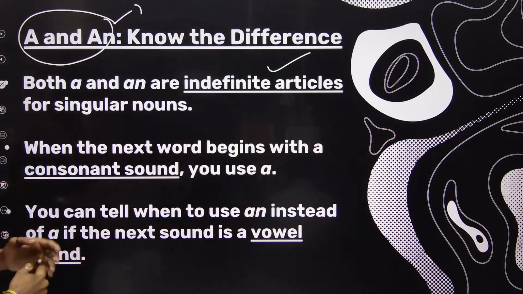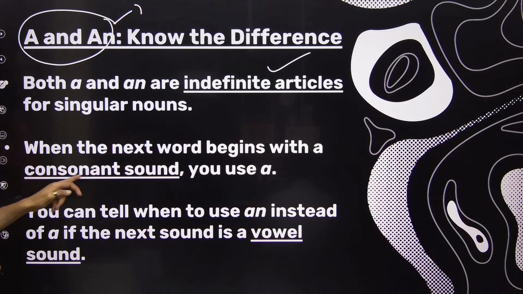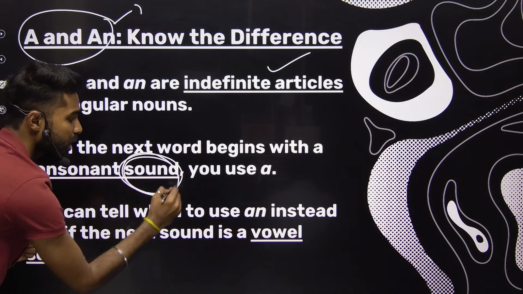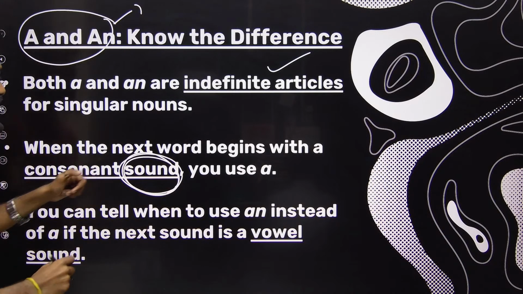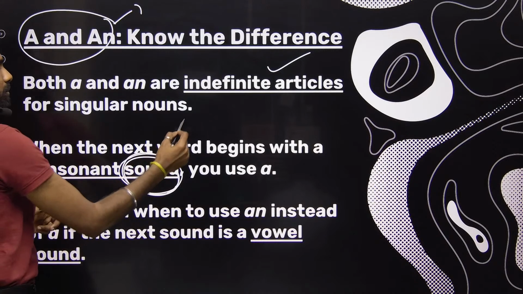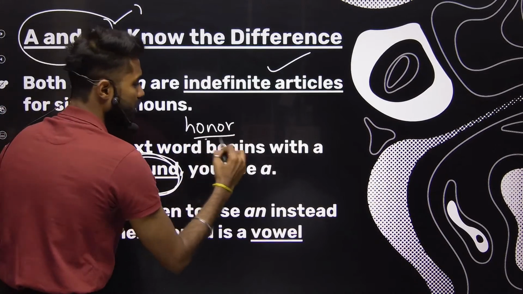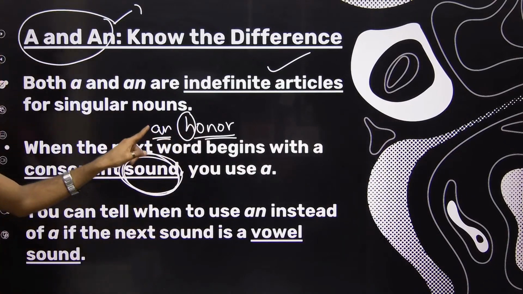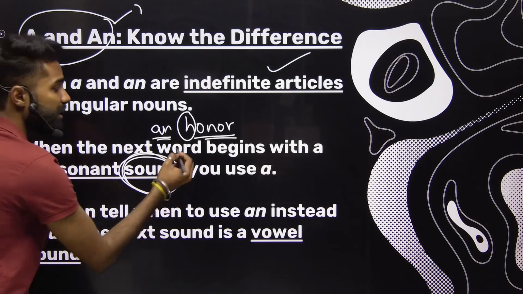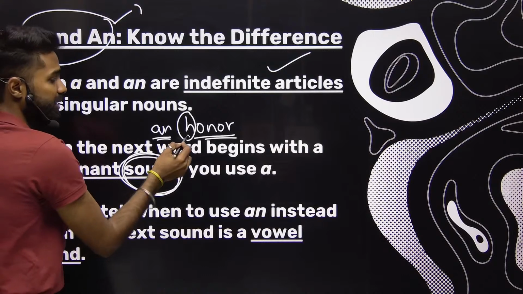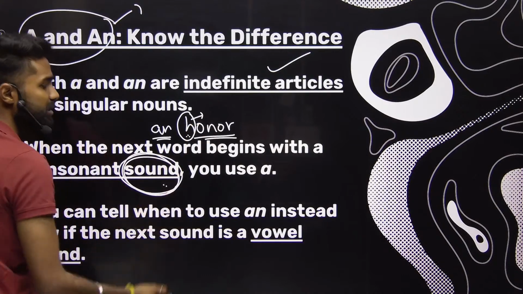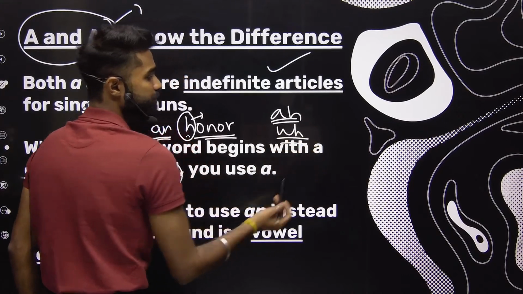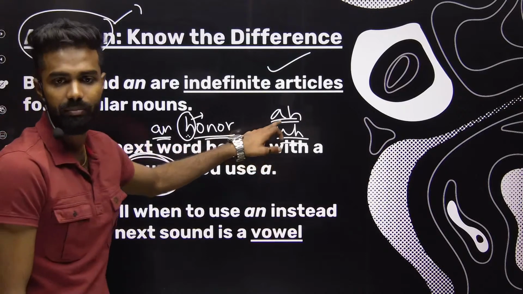So we won't be using a or an for a plural or uncountable noun, all right? See, when the next word begins with a consonant sound, you use a, okay? Here, what you have to focus on is the sound the word is producing, not the letter. If it is just a consonant, like honor, here I'll be using an honor, okay? Why, even though it is H, am I using an? Because rather than looking at the letter, I'll be looking at the sound it is producing. Honor, or a. This is the sound which honor is producing, right?